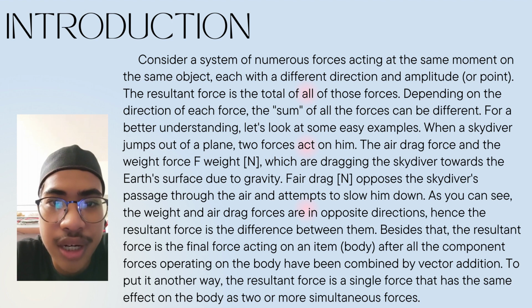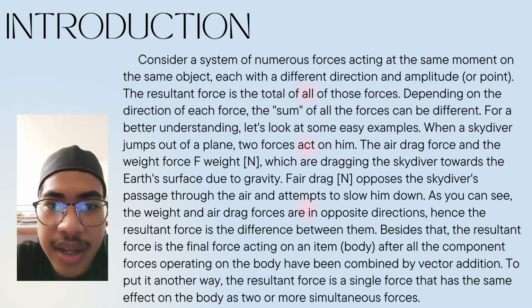Firstly, introduction. Consider a system of numerous forces acting at the same moment on the same object, each with a different direction and magnitude. The resultant force is the total of all those forces, depending on the direction of each force. The sum of all the forces can be a difference. For a better understanding, let's look at some easy examples.